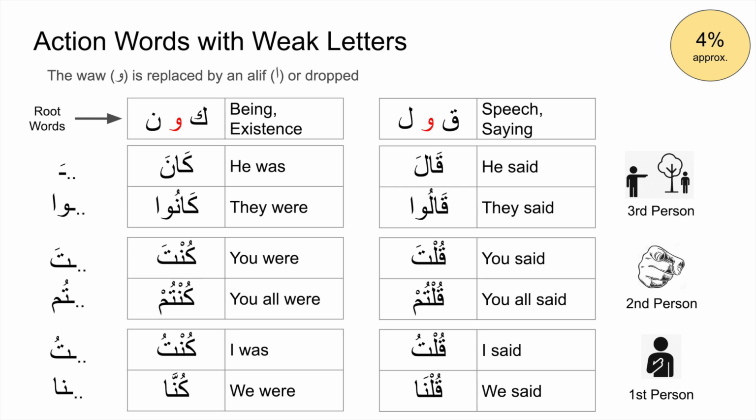Before we continue, there is one important thing to notice. Some common Arabic verbs come from roots that include weak letters, like wa or ya. When these letters appear in verbs, they may change or be dropped completely, especially in second and first-person forms. Now, listen to these words.